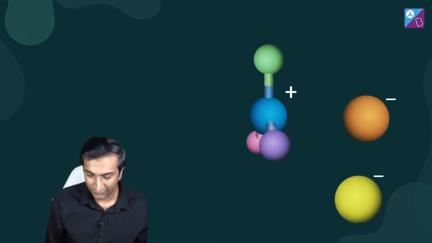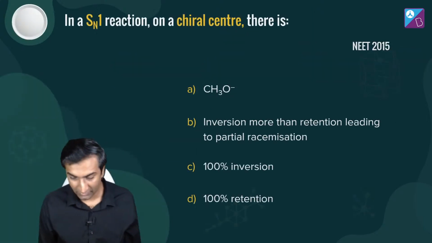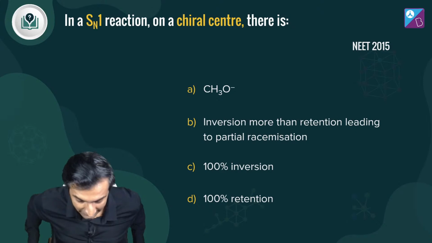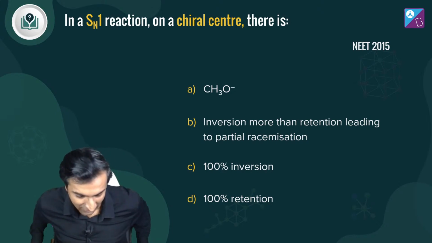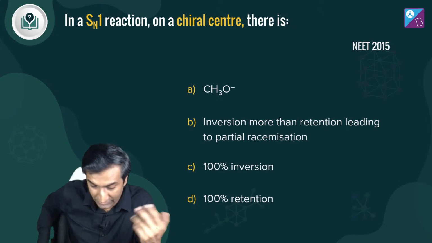And you can get two different things, which are a racemic mixture, but slightly greater than 50 is what is formed. Okay, a question. In SN1 reaction on a chiral center, there is a CH3O minus as a solvent, I suppose. What is this? NEET 2015 का सवाल है. Okay. Well, since NEET का है तो मैंने डाल दिया है. थोड़ा सा weird question, but anyway, let it in because it was a NEET का question.